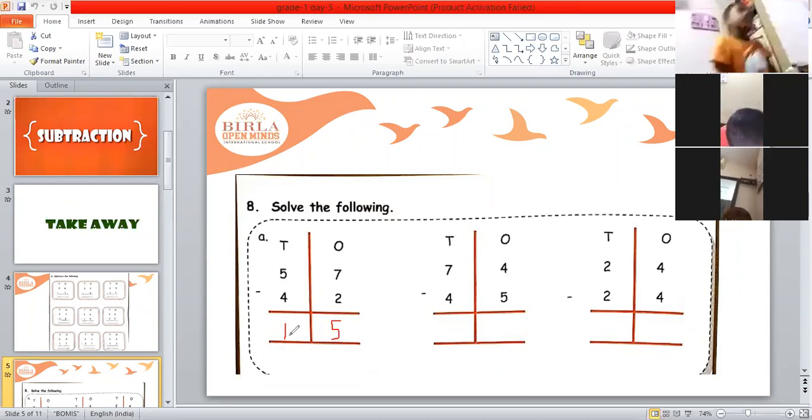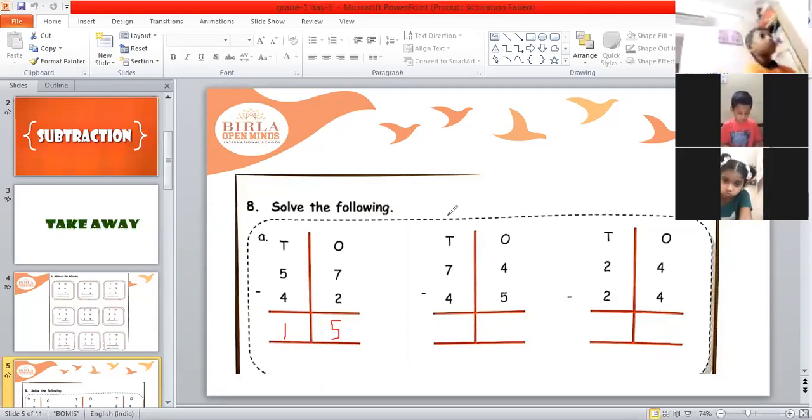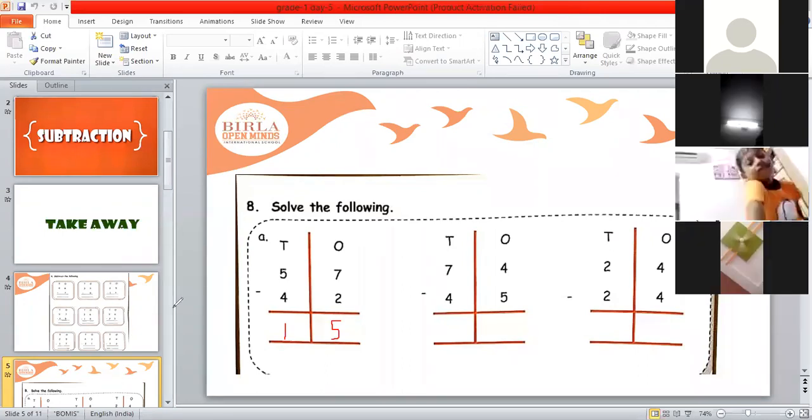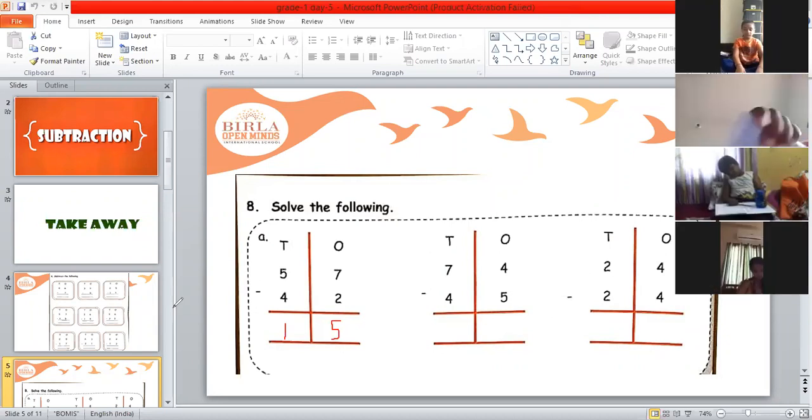Yes, Ansel. Ma'am, which page? Now you are asking which page. This is page number 8. Yes, Dhirav, please read the second question.